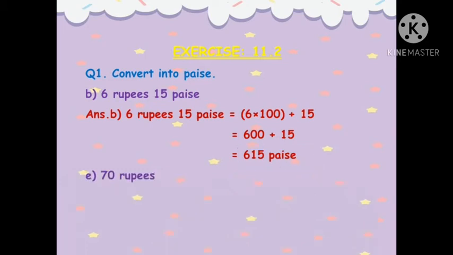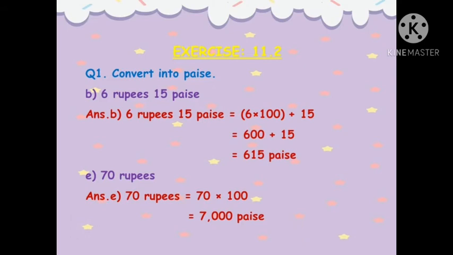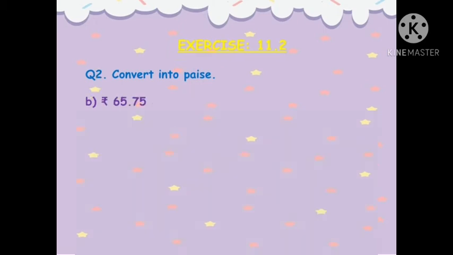Similarly, let's solve number E, that is 70 rupees. Here we will simply multiply 70 by 100 and then the answer we get here is 7000 paise. Now let's proceed to question number 2. Let's see what is given. Convert into paise.